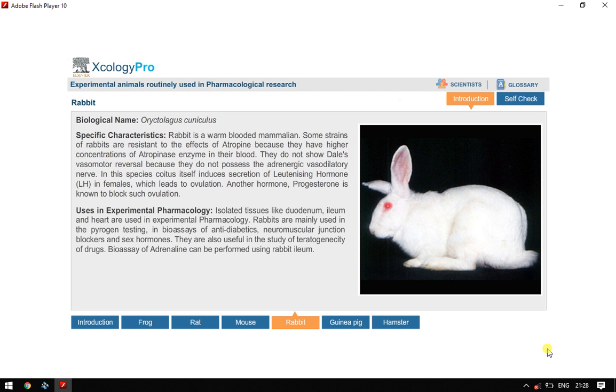Uses in experimental pharmacology. Isolated tissues like duodenum, ileum and heart are used in experimental pharmacology. Rabbits are mainly used in the pyrogen testing, in bioassays of antidiabetics, neuromuscular junction blockers and sex hormones. They are also useful in the study of teratogenicity of drugs. Bioassay of adrenaline can be performed using rabbit ileum. Strains used: New Zealand white, Himalayan black.